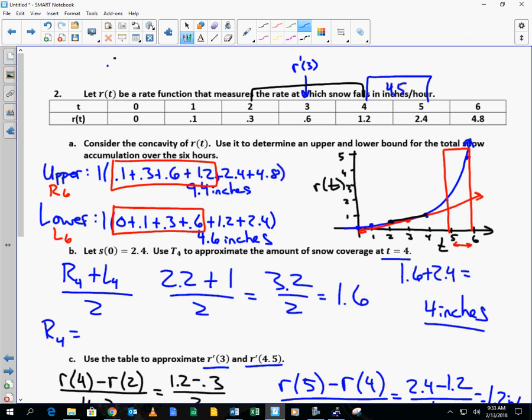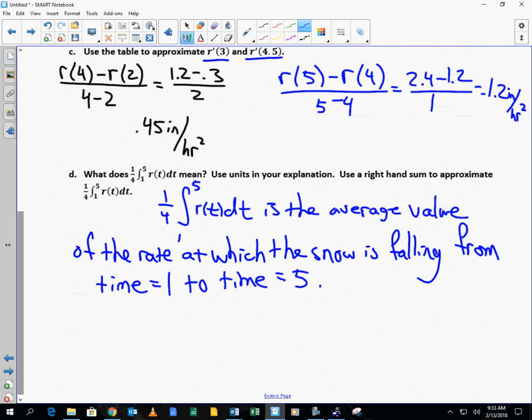Yep. Okay, we have one more. Flip it over, and this time, instead of being given an equation or instead of being given a table, we have a picture.